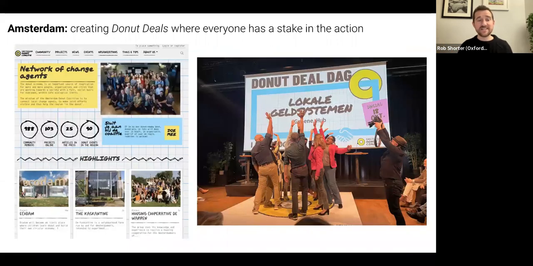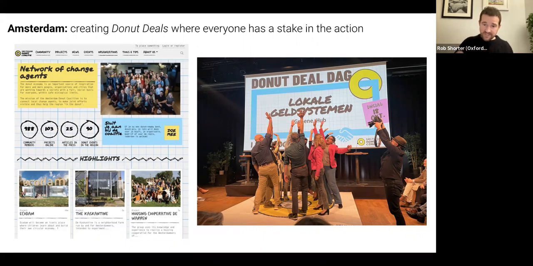Similar to that, in Amsterdam, they've gone through several iterations of learning cycles, and they've got about 1,200 people in their network of change. Recently, in October, they had this Doughnut Deal Day, and they've created this thing called the Doughnut Deal, where the conversations turn into action, and you get commitments from the municipality and from communities and businesses together to say, we're going to work on this particular social and ecological challenge.